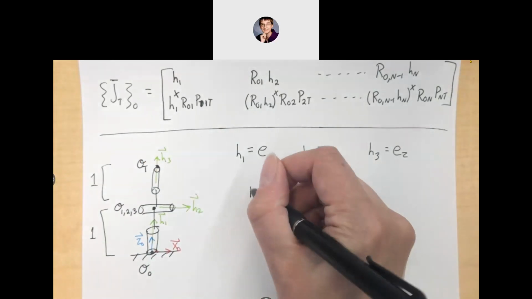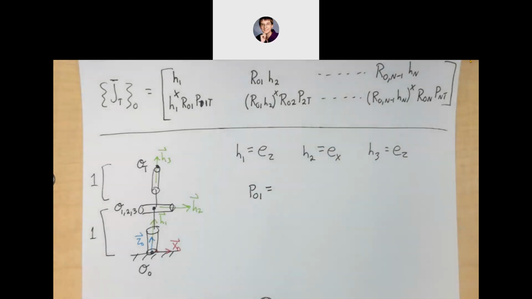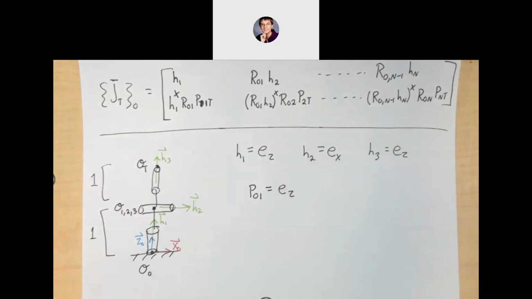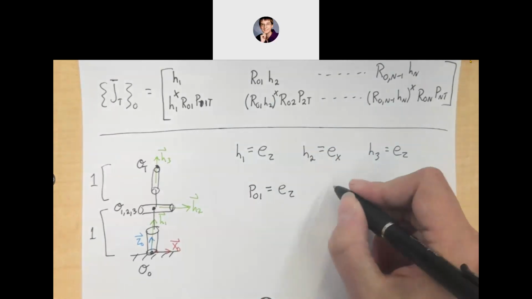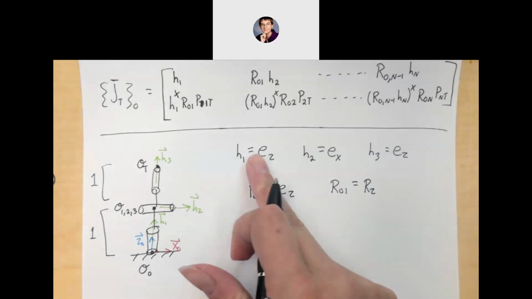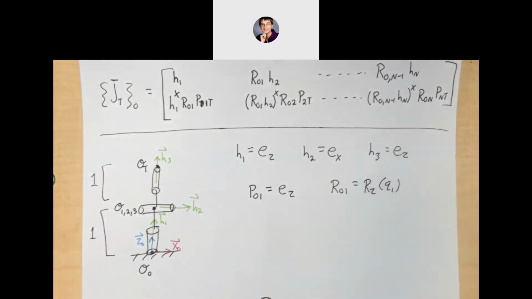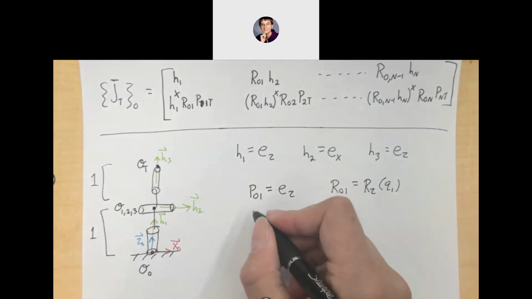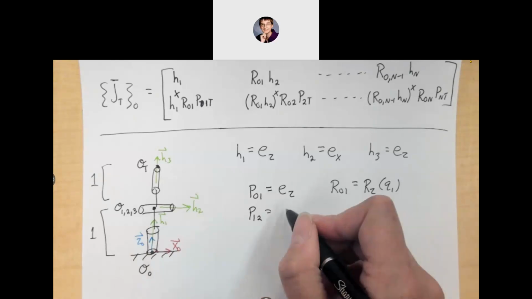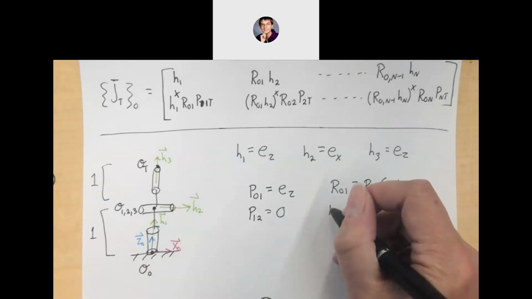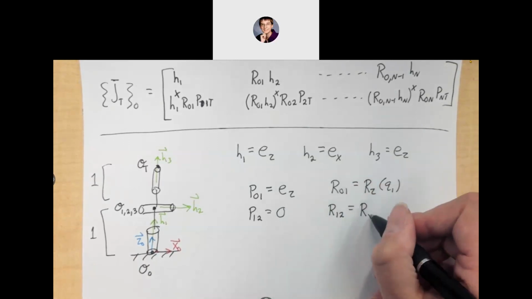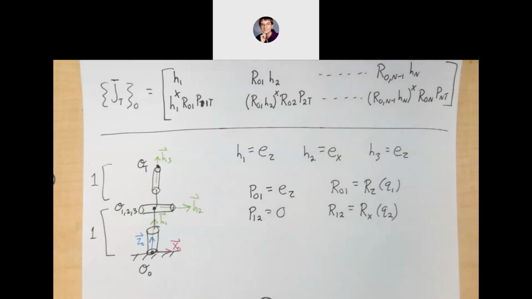Then what do I have? PO1 is this distance 1 along the Z direction. And RO1 is the rotation. H1 is EZ of Q1. P12, well, the way we defined it, these are the same point, so this is just 0. R12, we're doing a rotation about H2 of Q2.